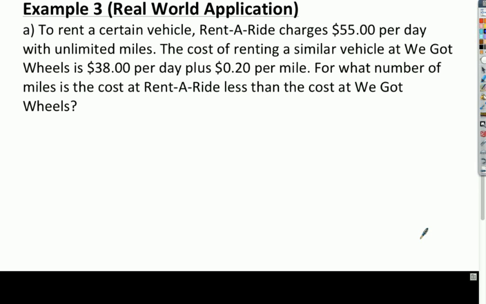So we've got 3 examples. We can keep going. The question is, how many miles will it be when the rent-a-ride is less than We Got Wheels? So far, every rapid-fire example, We Got Wheels was less. So the question is, when will rent-a-ride be less? So we can keep going. I went 1, 2, 10. I could do 20. And we could keep guessing.